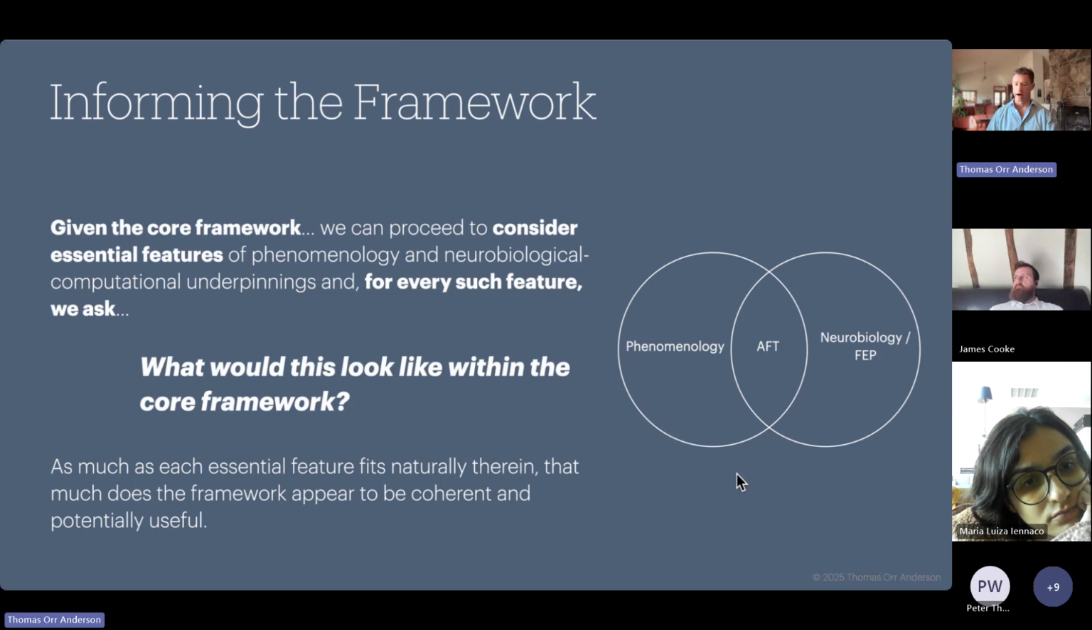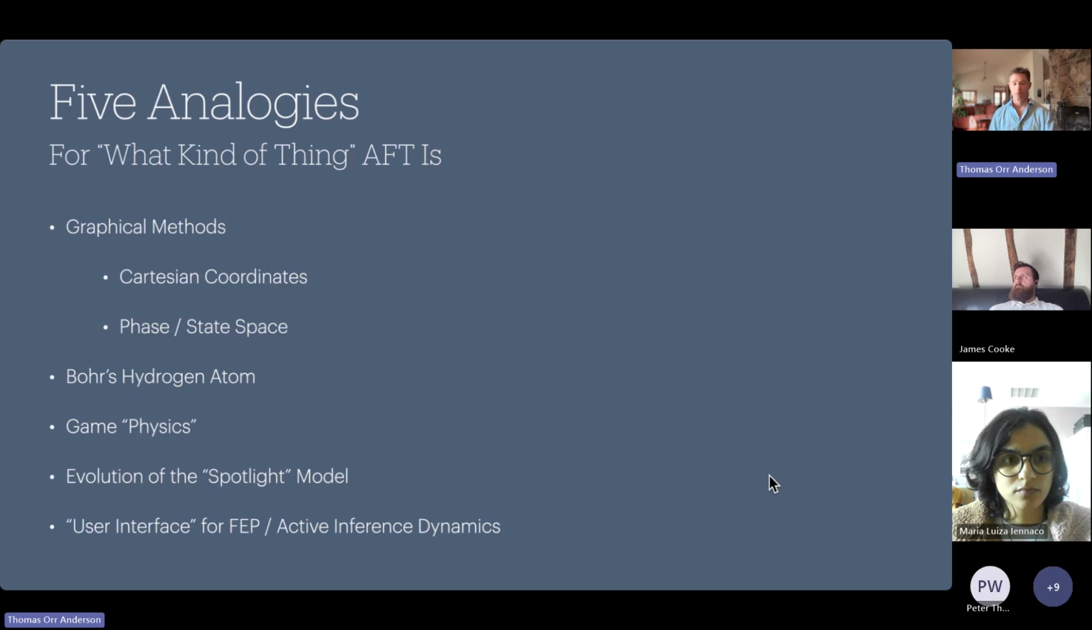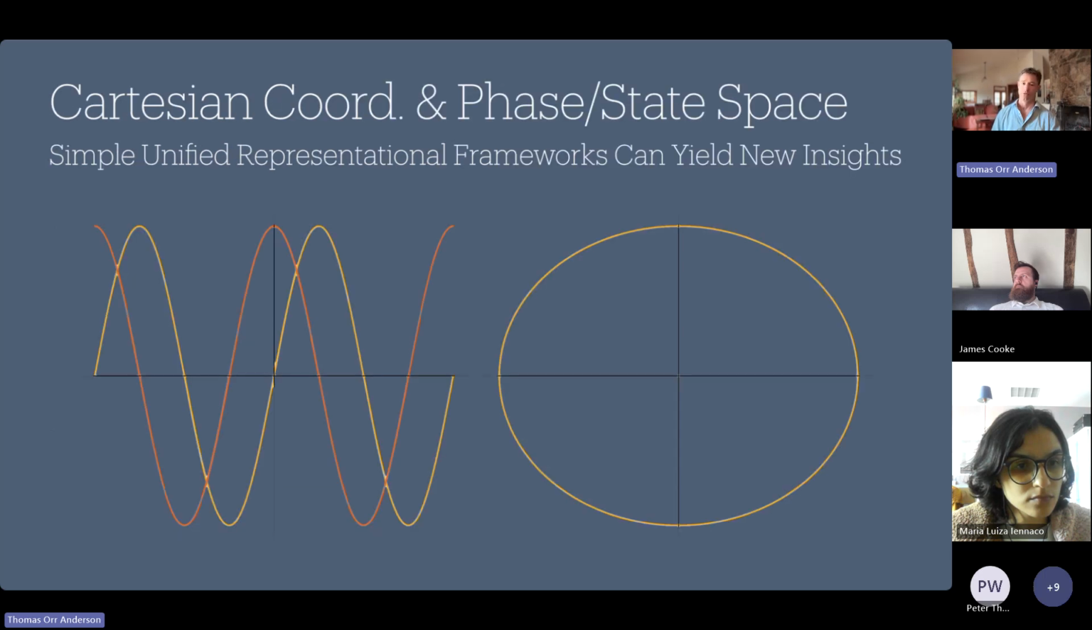So I conceive it, and this may or may not be correct, but I conceive it roughly like this. You have phenomenology and neurobiology, and they cross over. And here you have attention field theory. So briefly, five analogies for what kind of thing AFT is. I'll just jump into them.